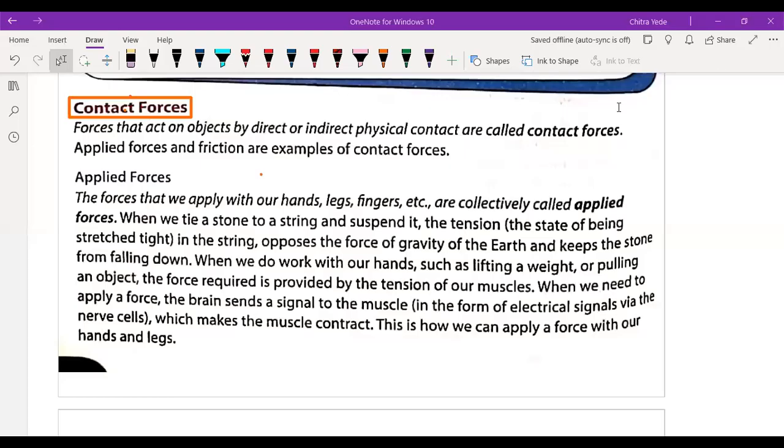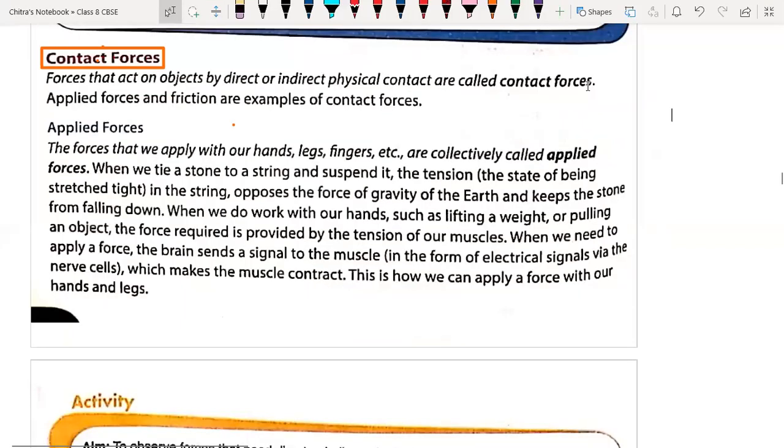Hello everyone. Today we are going to cover the contact force, which is part of our chapter called force and pressure. So today we are going to discuss the contact force.